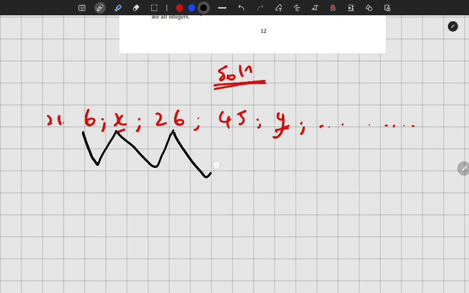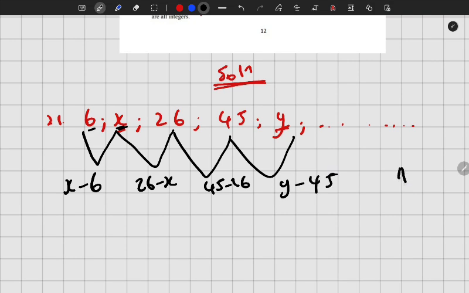Okay, let's do that. Here we've got x minus 6, 26 minus x, 45 minus 26, and y minus 45. This is what we call the first difference.